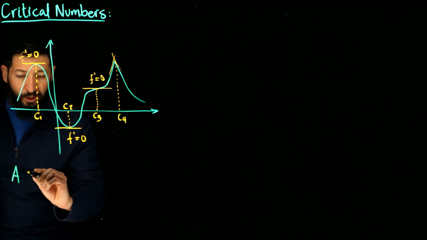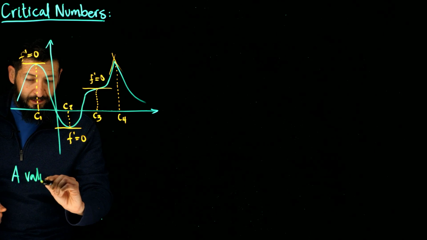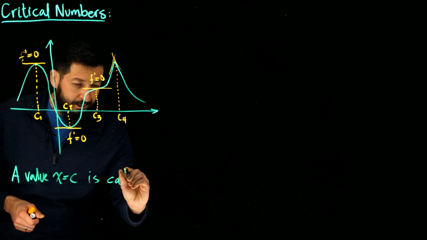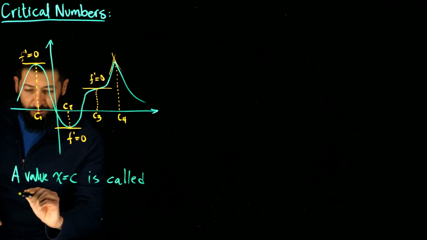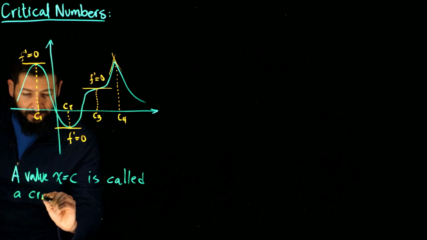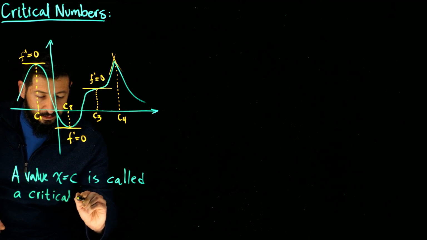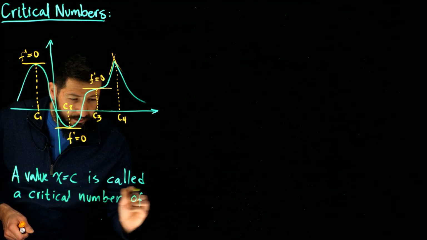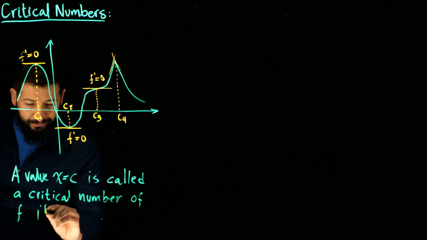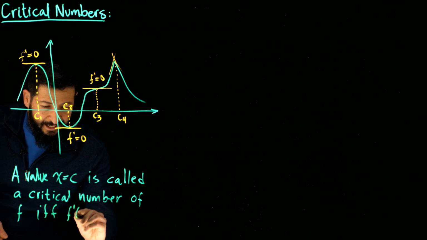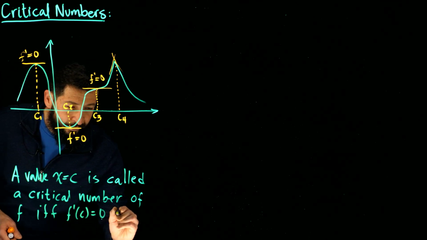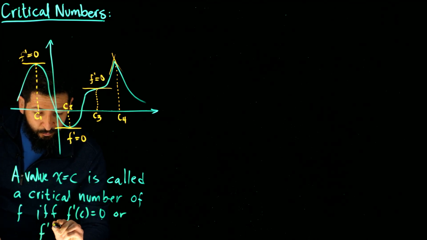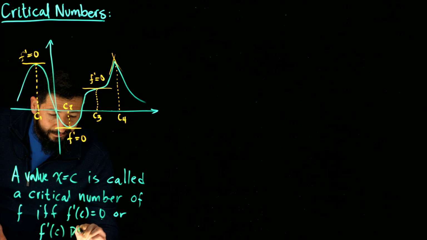So a number or value x equals c is called a critical number of f if and only if the derivative at c is equal to 0, or the derivative at c does not exist.